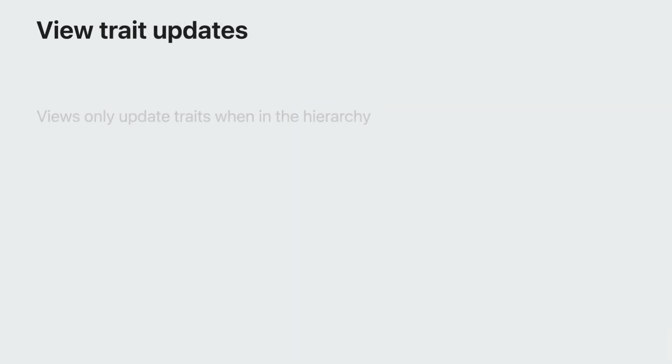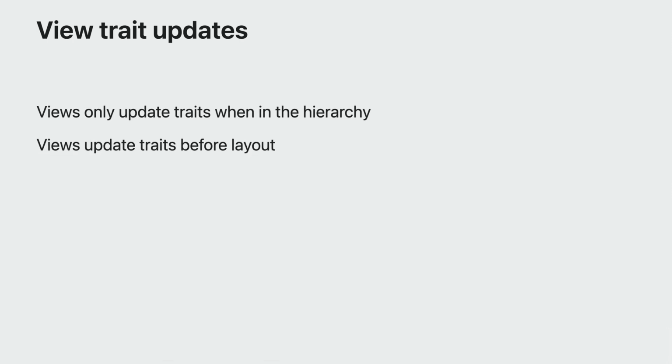iOS 17 also improves the consistency and performance for view trait updates. Views only update their trait collection when they're in the hierarchy. And once in the hierarchy, each view only updates its trait collection immediately before it performs layout. The best practice is to use traits during layout. For views, that means using the trait collection from inside the layoutSubviews method. Remember that layoutSubviews runs again anytime setNeedsLayout is called on the view, so your implementation should avoid duplicating work if called multiple times.